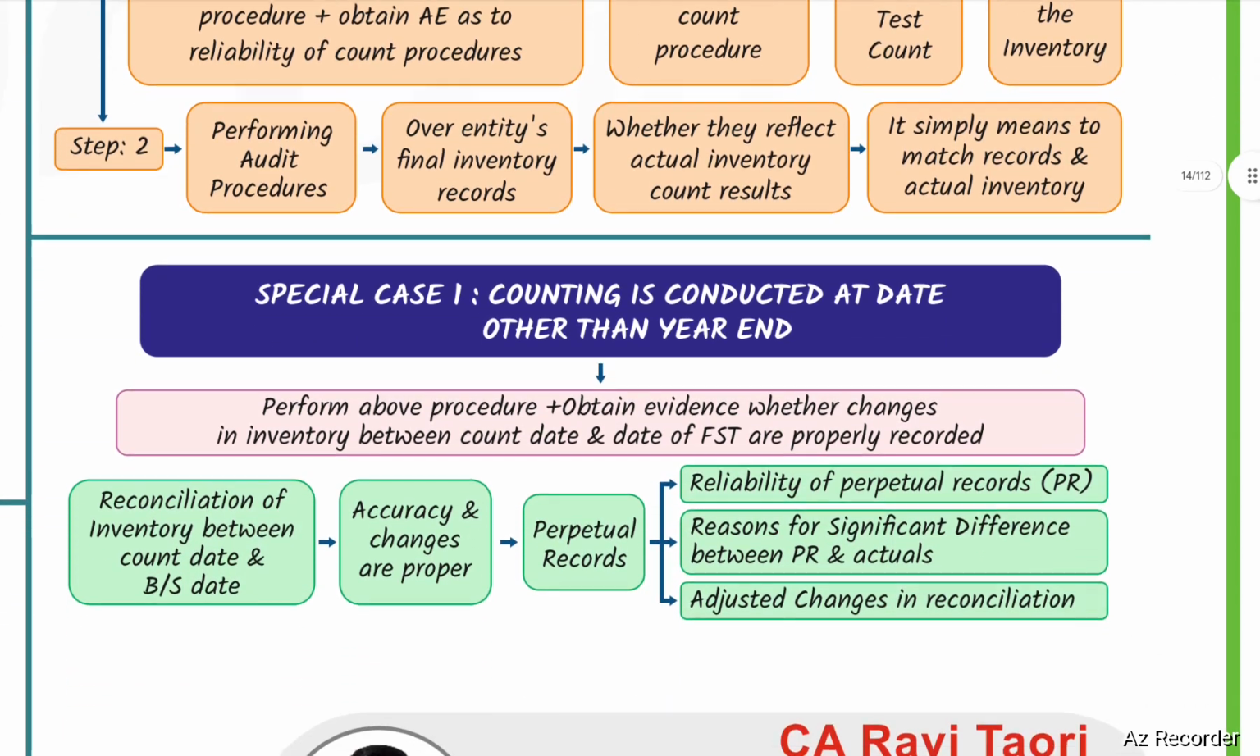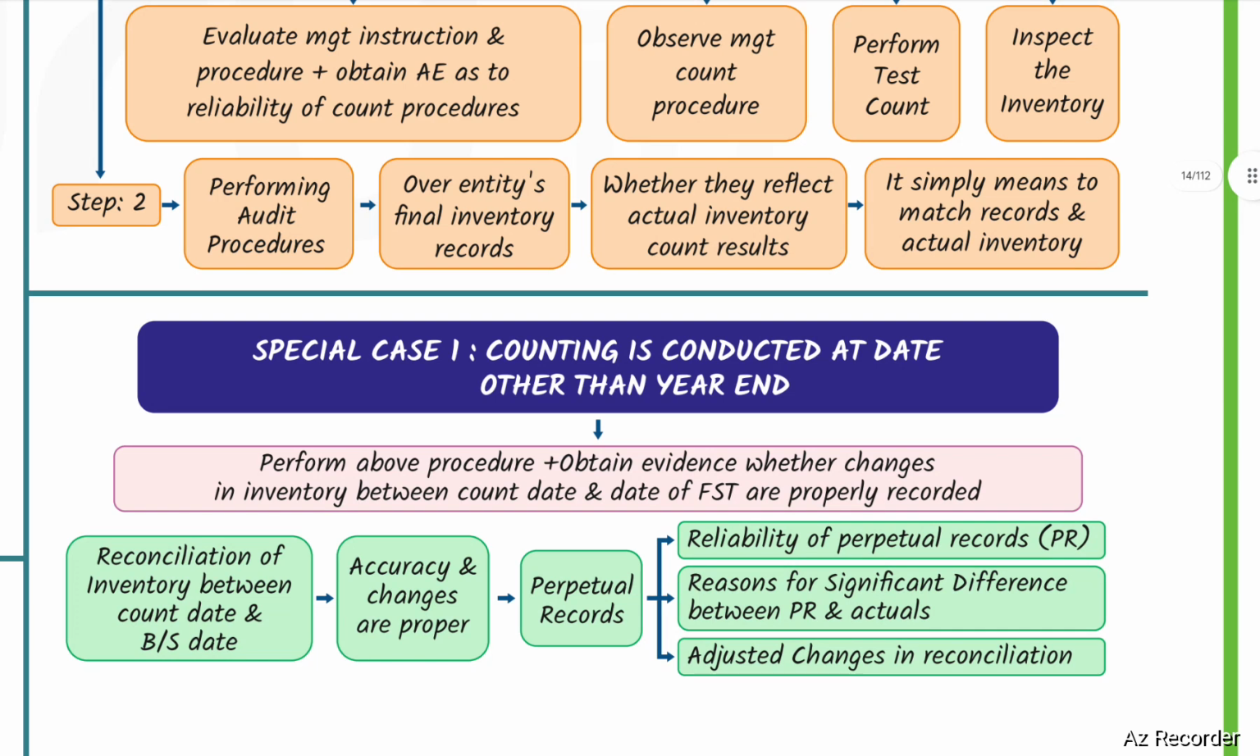Special case number 1. Counting is conducted at a date other than year end. Perform the above procedure and obtain audit evidence whether changes in inventory between count date and date of financial statements are properly recorded or not. Reconciliation of inventory between count date and balance sheet date needs to be checked. Check whether accuracy and changes are proper.